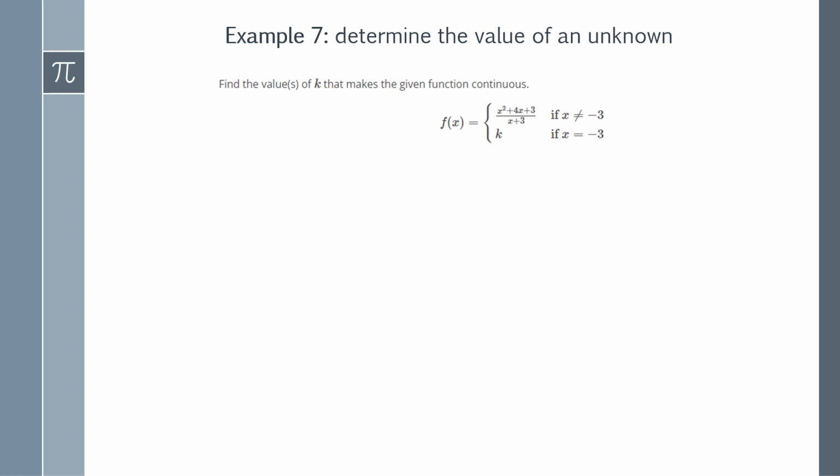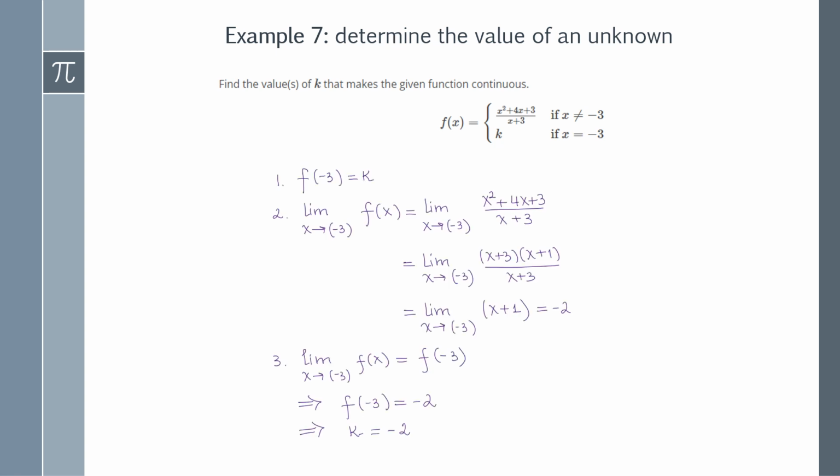Okay, so we have the following example. f of x is equal to (x squared plus 4x plus 3) over (x plus 3) for all values not equal to -3, and it's equal to k if x is equal to -3. You might encounter something very similar, maybe a slightly different setup, but this is what you would do to solve a problem of this type. We need to check one condition at a time and then make sure that all of them are satisfied. So let's take a look at the solution to this problem.